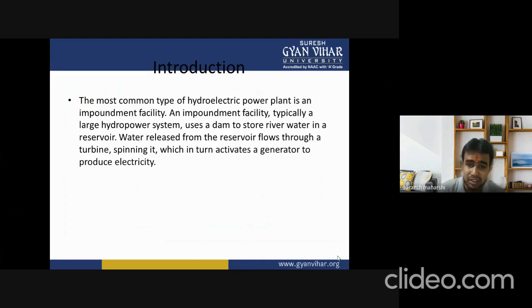But here we discuss these types of hydroelectric power plant. And now we will discuss the term hydro.